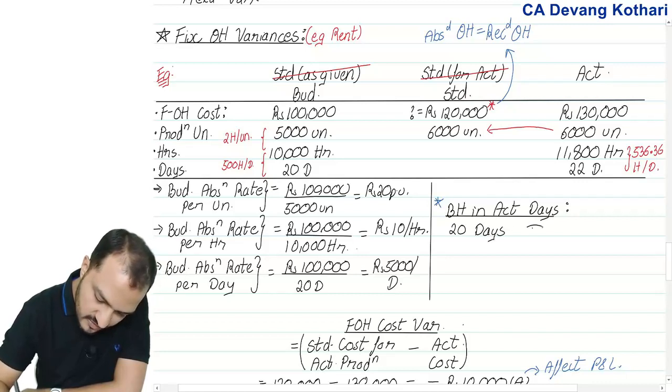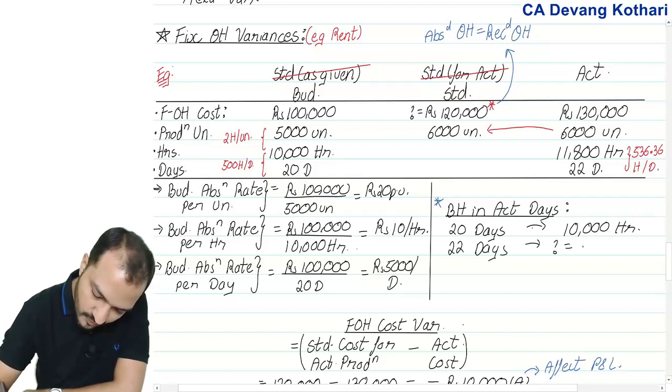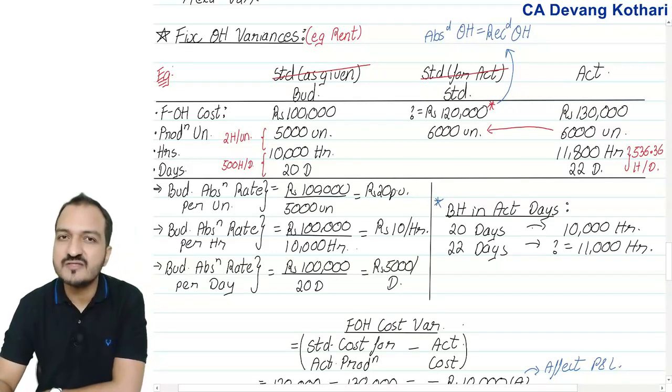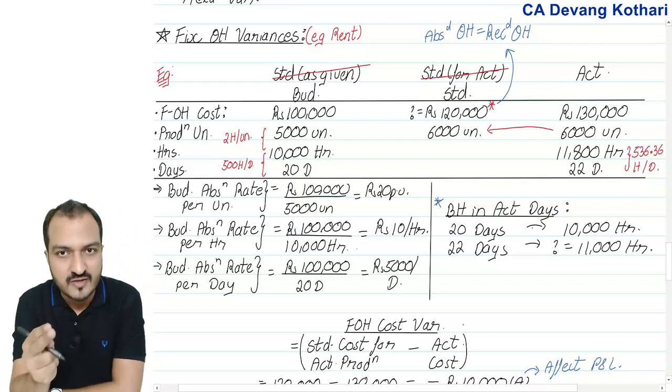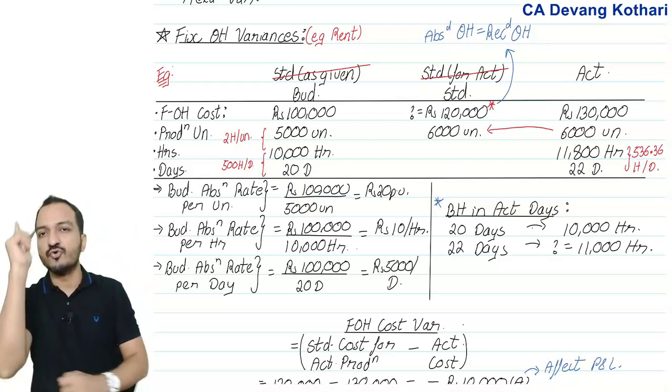The budgeted hours of 20 days is 10,000 hours. So for actual days, 22 days, your budgeted hours would have been what? It will come to 11,000 hours. This simply shows that because of 2 days extra, you should have already got 11,000 hours. Remaining extra hours is due to overtime.